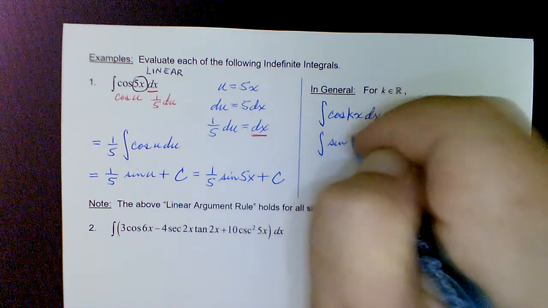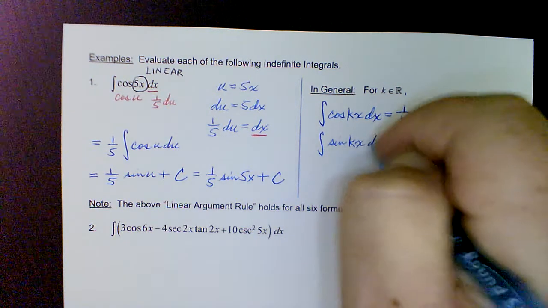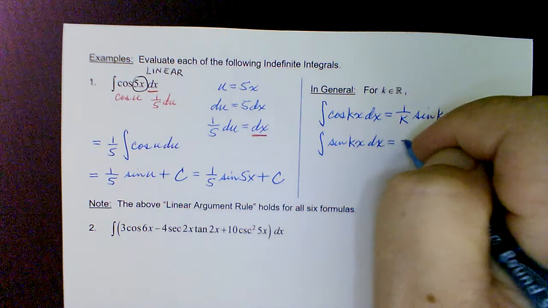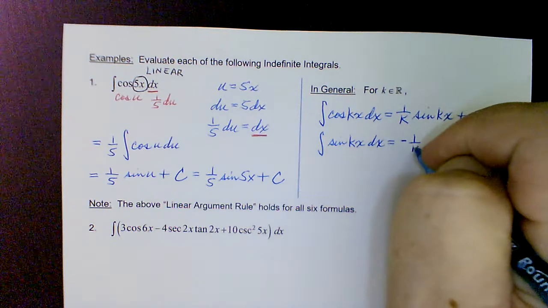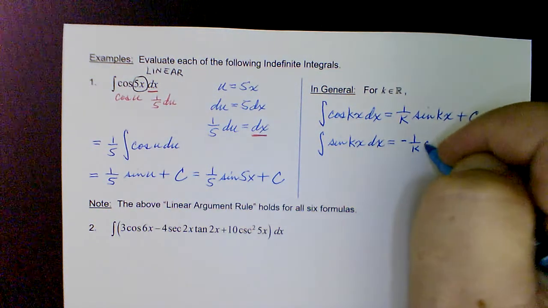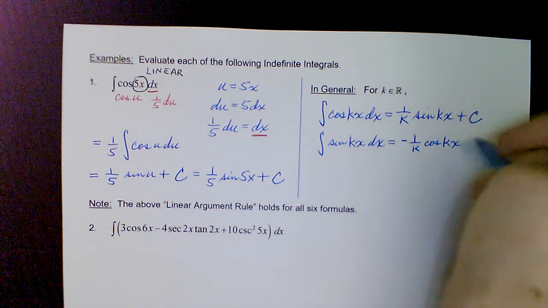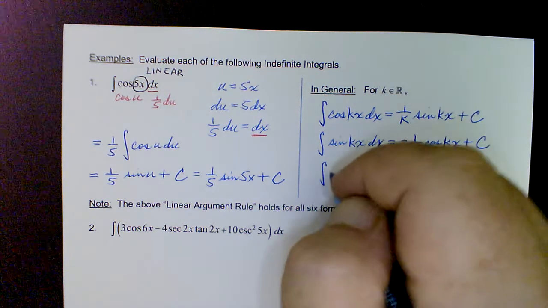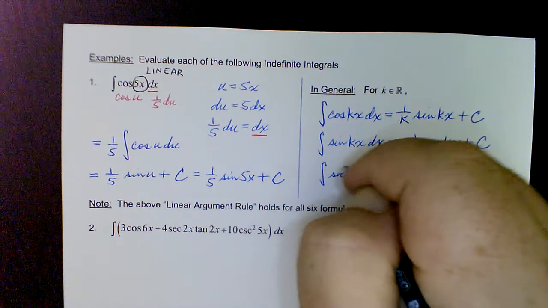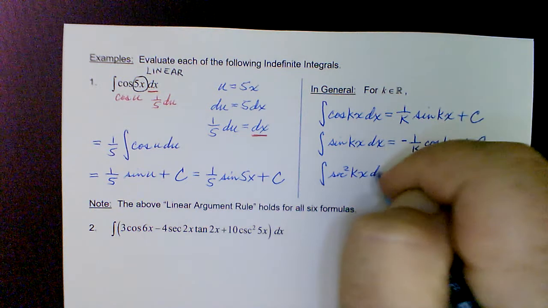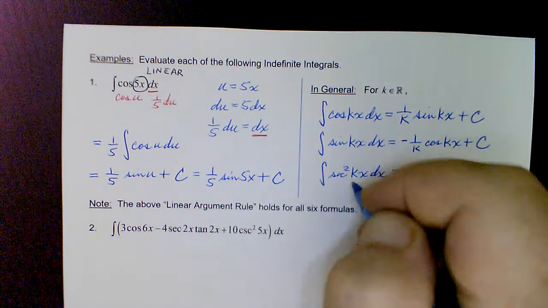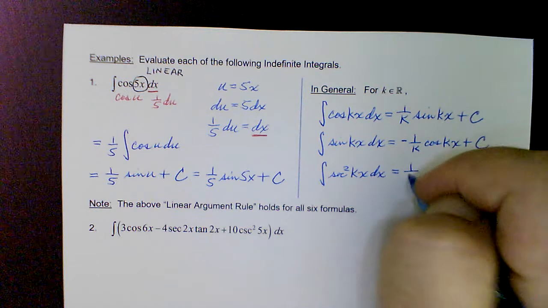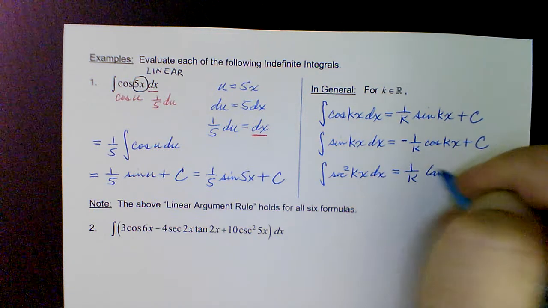Similarly, the integral of sine of kx, we could do the same thing, and sine integrates to be negative cosine, but because of the linear argument kx, we just get a modification by 1 over k, so negative 1 over k cosine of kx. And this holds for all 6. I'll just list one more. For example, the integral of secant squared of kx. The derivative of tangent is secant squared, so secant squared integrates to be tangent, but because the argument is kx, you get a modification by 1 over k.